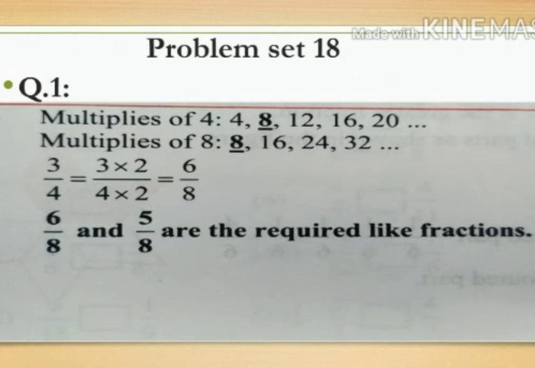Now here multiples of 4 are 4, 8, 12, 16, 20 and so on. Multiples of 8 are 8, 16, 24, 32 and so on. Now you can see 8 is the smallest common multiple in both the denominators. So take 8 to make the denominators equal. 3 upon 4 is equal to 3 into 2, which is 6, and 4 into 2, which is 8. Now 6 upon 8 and 5 upon 8 are the required like fractions.